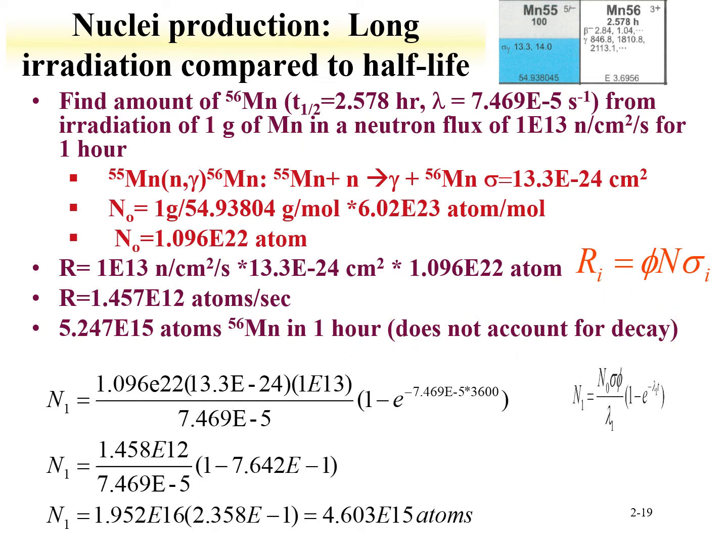Let's consider decay. We use this equation where we have the saturation factor along with the decay constant. Let's plug those values in and let's solve. We get a distinctly different value. We get 4.6 times 10 to the 15th atoms. So this is a demonstration that if you are producing an isotope that's relatively short-lived, where the irradiation time is long compared to the half-life, you need to definitely include the saturation factor for accurate assessment of the amount of atoms that would be produced.